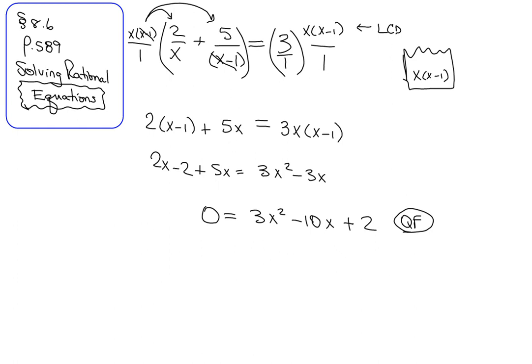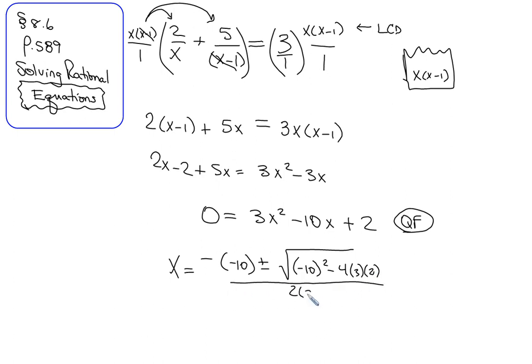Will that happen from time to time? Sure. So I suppose we could finish this out. X equals negative b plus or minus the square root of b squared minus 4ac over 2a. That's 10 plus or minus the square root of 100 minus 24 is 76 over 6.